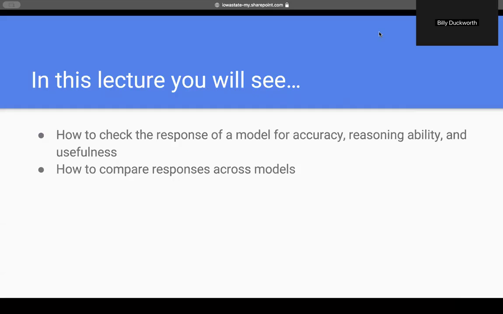So today we're going to be talking about how to check responses that you get for their accuracy, how reasonable they are, and whether or not they're actually useful, even given being accurate and or reasonable. And we're going to look at comparing responses across a few different large language models.